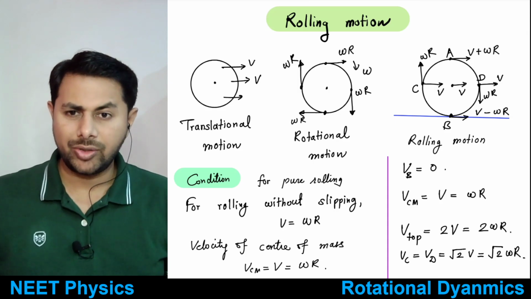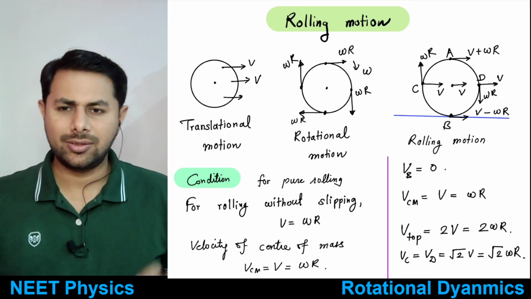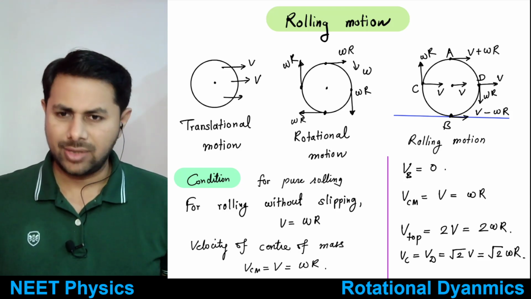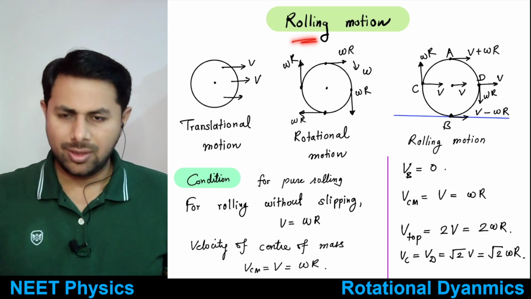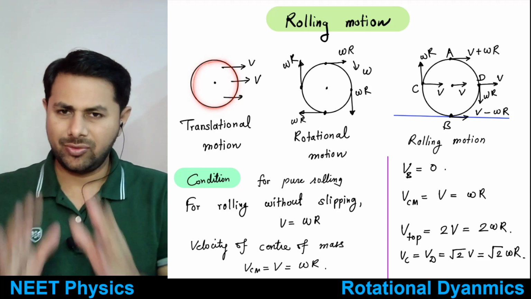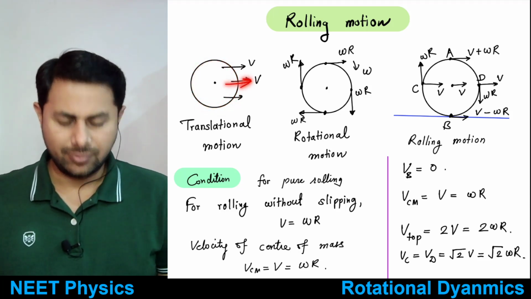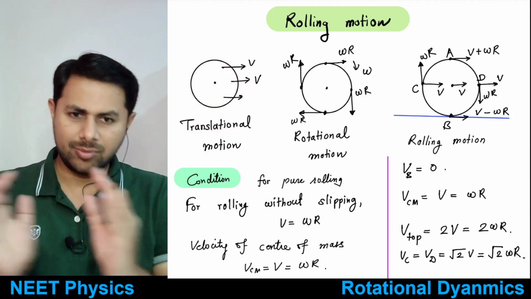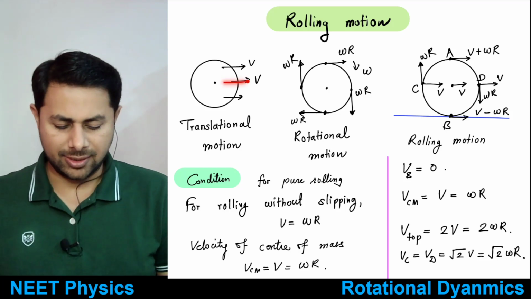So today we are going to see the rolling motion and rotational equilibrium of a body. Okay, so let's discuss rolling motion. So what is rolling motion? Suppose this is a body which is moving with velocity v, and this is purely translational motion. Translational means it is moving in a straight line, okay, like this.